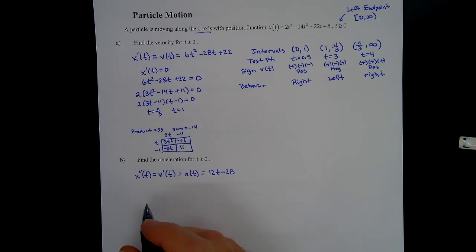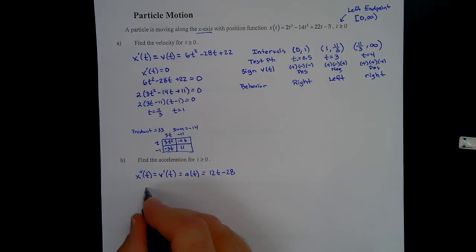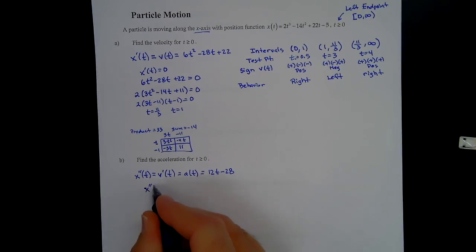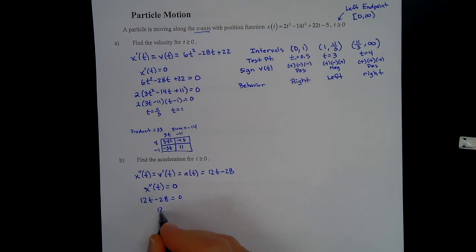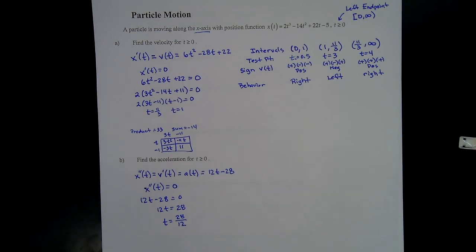Okay. So, all right, to do this, we're going to set a of t, or x double prime, equal to 0. So that'd be 12t minus 28 equals 0. So that'd be 12t equals 28, which means t is equal to 28 twelfths. And that would, 4 goes into both, sorry. So that's going to be 7 over 3.